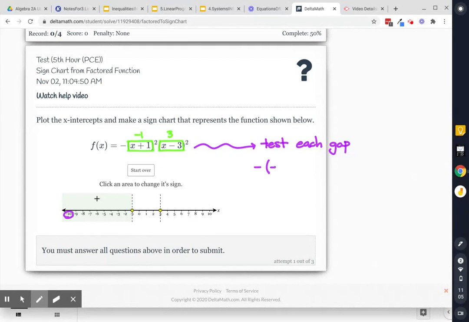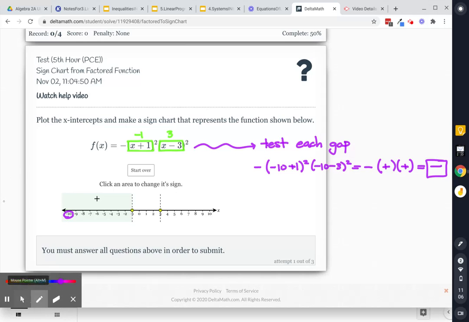So negative 10 plus 1 squared, -10 minus 3 squared. A fun fact for you is that squared things are always positive. I don't really care what the number is, I just care about the sign. Negative times positive is negative, times positive again stays negative. Okay, so that means I need to come down here and I need to click to make this negative.